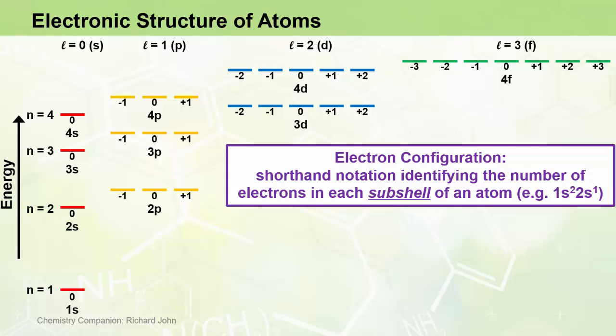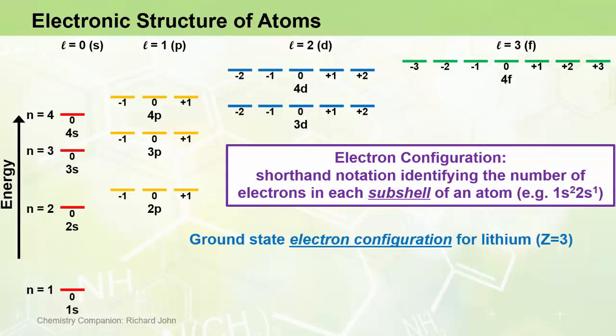And electron configurations become very useful for predicting chemical behavior of atoms, and especially for predicting how one atom or element will chemically bond with another. The shorthand notation uses subshell designations such as 1s, 2s, 2p, 3d, etc. And they're combined with superscripts to identify the number of electrons in each subshell of an electron cloud. And what we see here is the electron configuration for the lithium atom, 1s2, 2s1.